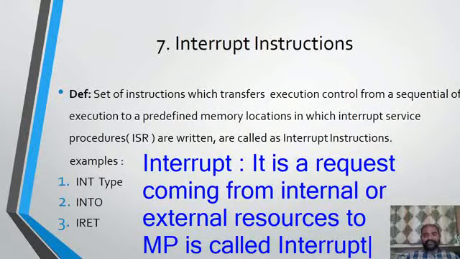Here we have two types of interrupts: one is a software interrupt, another one is a hardware interrupt. During the explanation of the pin diagram of the 8086 microprocessor, we are going to see the elaborated explanation about interrupts. For the time being, just remember that an interrupt is a request coming from internal or external sources. If the request is coming from an internal resource, then it is called a software interrupt. If the request is coming from an external resource, then it is called a hardware interrupt.